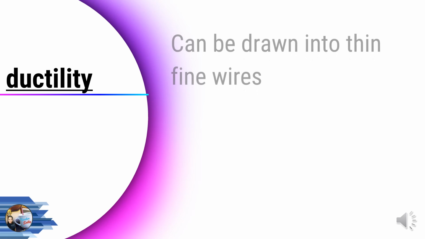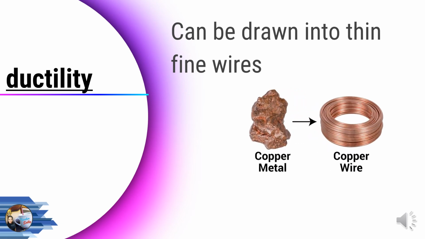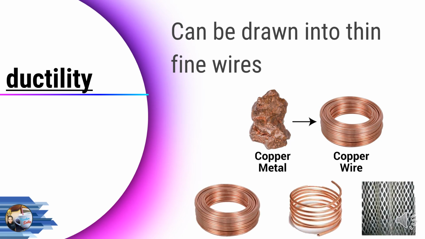Aside from being hard and malleable, most metals are ductile, another property of a material. Ductility. It is the ability of a material to have its shape changed by being drawn out into wire or thread without losing strength or breaking. For example, we have here a copper metal becomes copper wire. And here are another examples.